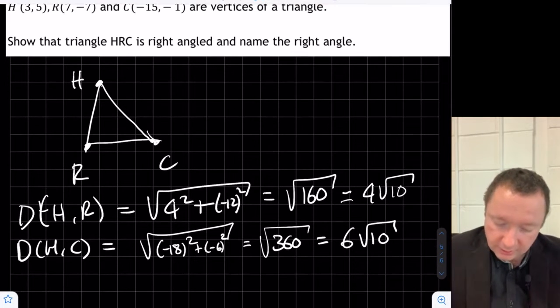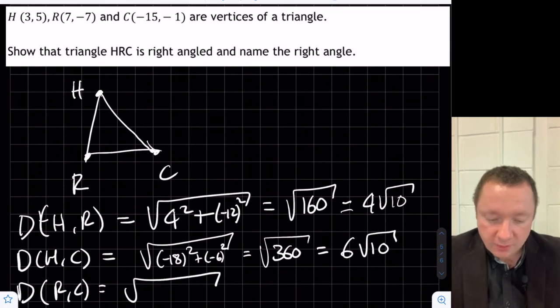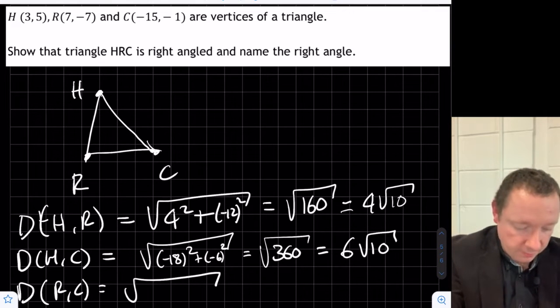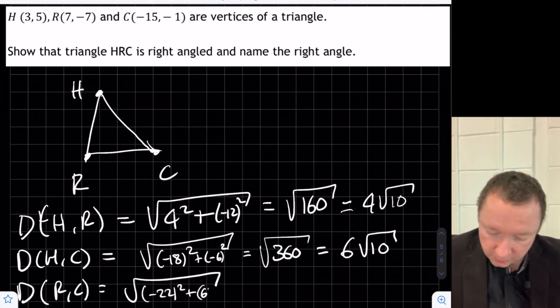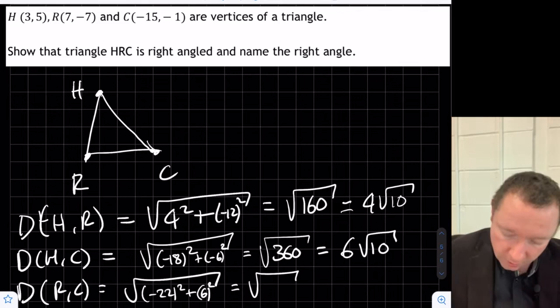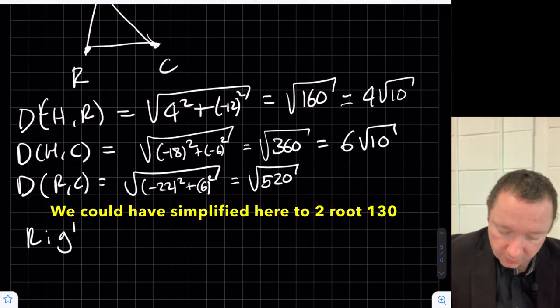And our last distance: we've done H to R, H to C, so we need to do R to C. We've got -15 take away 7. That's -22 squared plus 6 squared. That's 520. So it's a right angle triangle by Pythagoras.